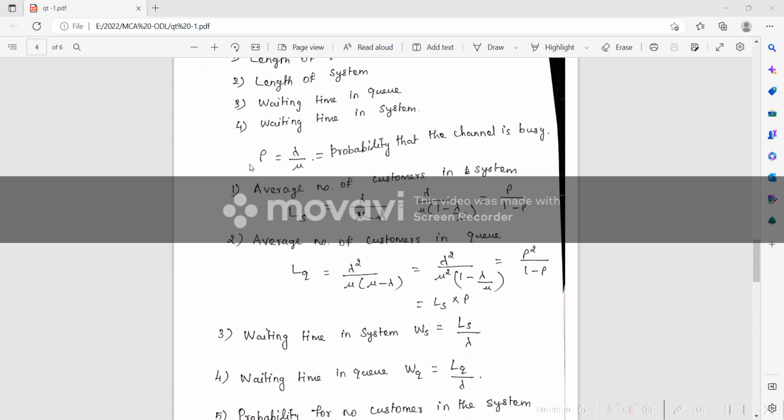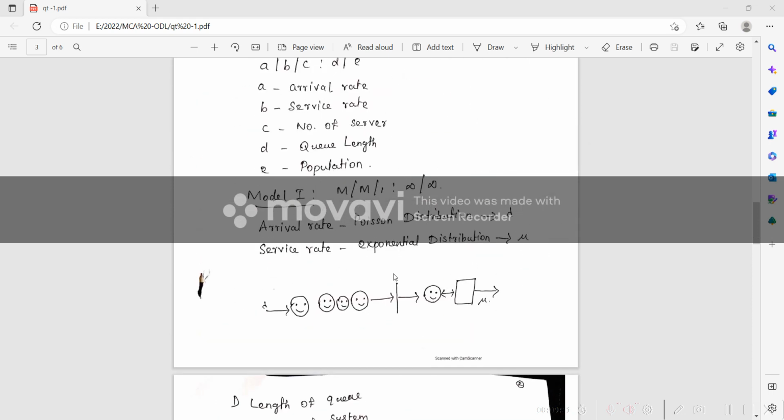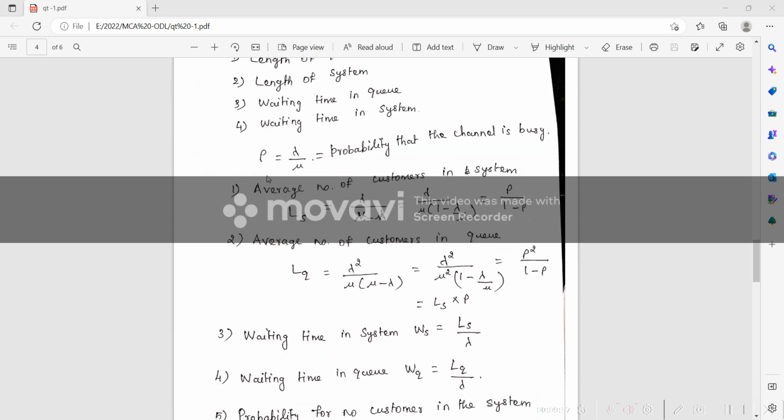And then this notation is very essential, which is known as the probability that the channel is busy. Otherwise we can call it traffic intensity. In some books they denote traffic intensity by the symbol rho. So what is the formula for rho? It is the ratio of lambda and mu. So we know lambda is the arrival rate and mu is the service rate. So the ratio of these two things is our rho, and we are going to find these things under this category.